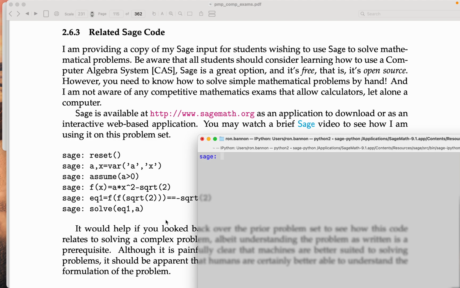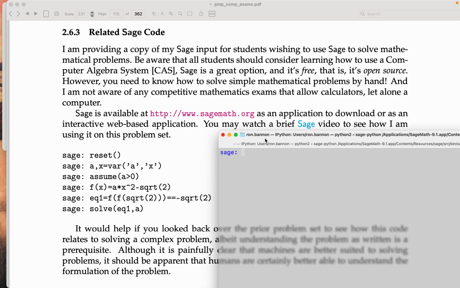Section 2.6.3, related Sage code. I see the code there, and then I certainly work the problem set, and hopefully you work the problem set as well. And you look back over your notes, by the way, and you start to say, well, I wonder how Sage would deal with that problem.